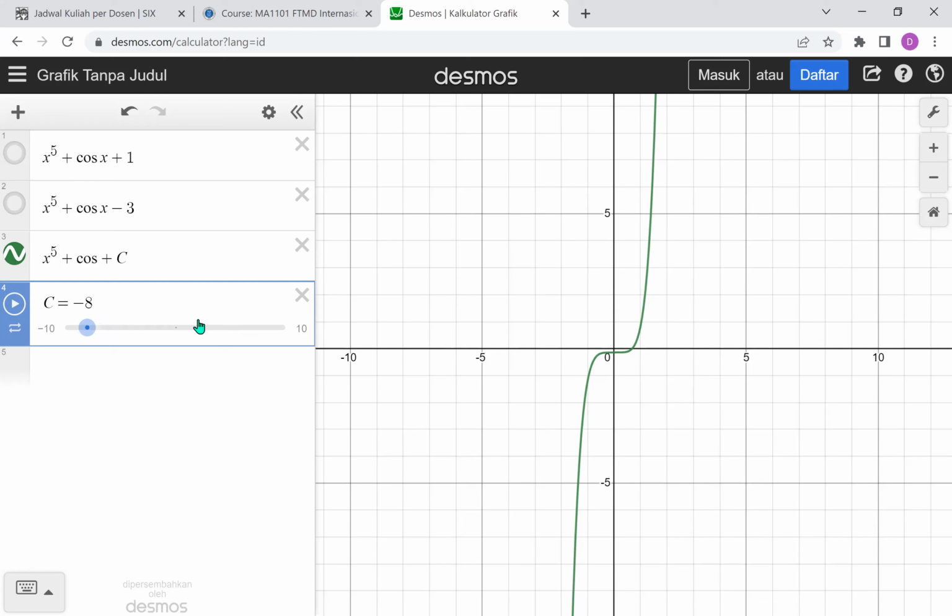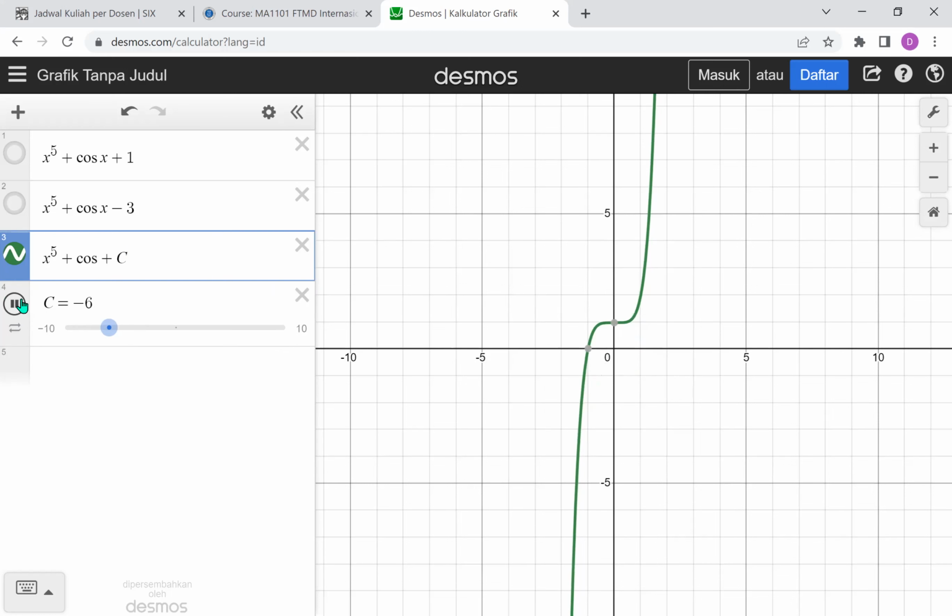For example, if you have, let's say, x to the power 5 plus cosine x minus 8 here, then probably not that good. Okay, let us take a look at another one. For example, if the solution passes through the point, let's say 0, 0, for example, then the solution is unique in the sense of you only have one C for the solution.